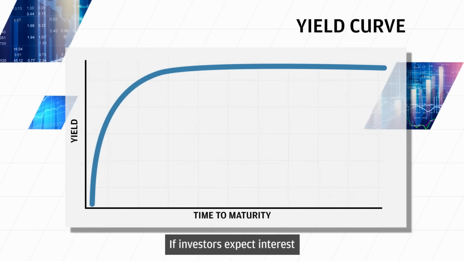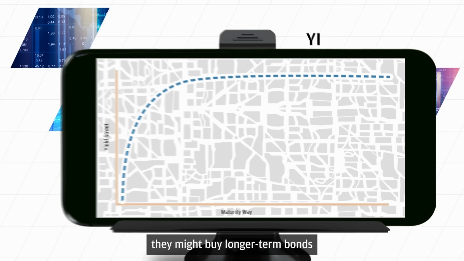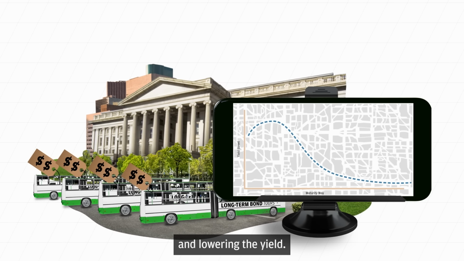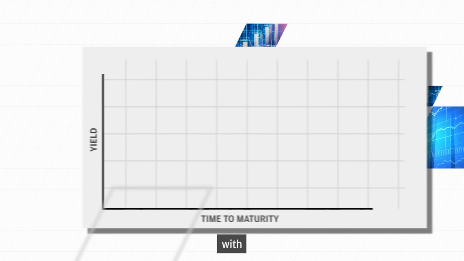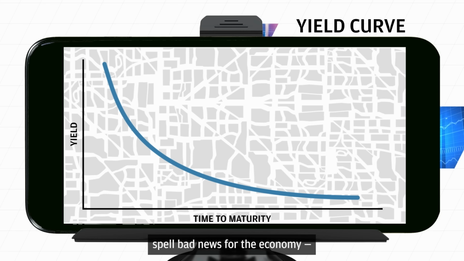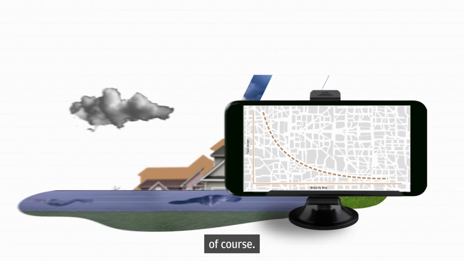If investors expect interest rates to fall in the future, they might buy longer-term bonds to lock in the current rate, pushing up the price and lowering the yield. This is one way a yield curve can invert. Low interest rates are usually associated with a weak economic environment, which is why this pattern can spell bad news for the economy. If investors are correct, of course.